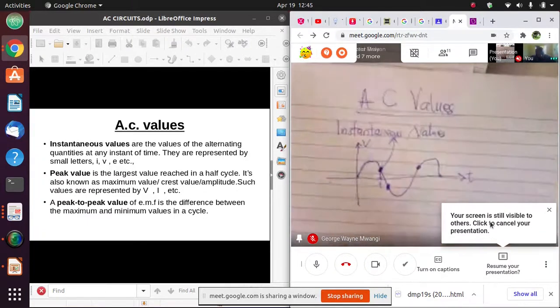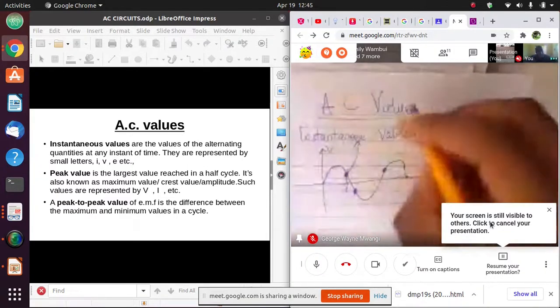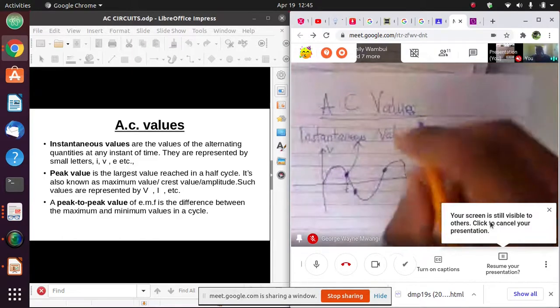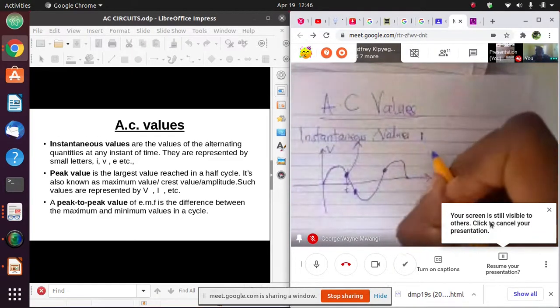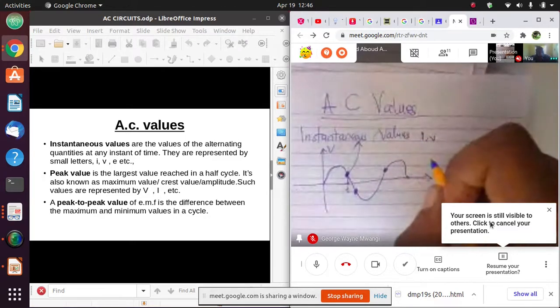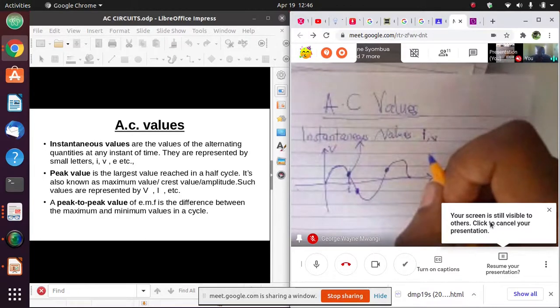So the instantaneous value of an AC source is the value of that alternating quantity, whether it is voltage or current, at any instant in time. Now, we represent these instantaneous values with small letters. So if it is current, it will be small i. If it is voltage, it will be small v. Instantaneous values are represented by small letters.